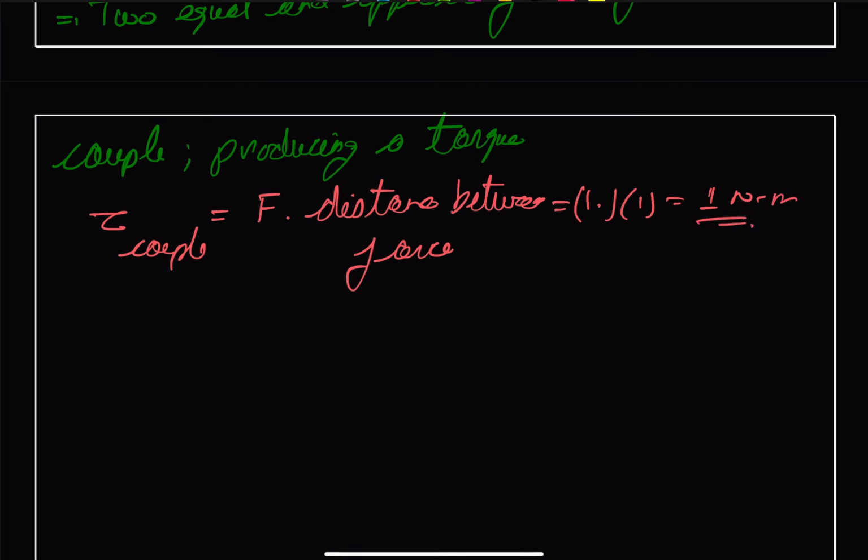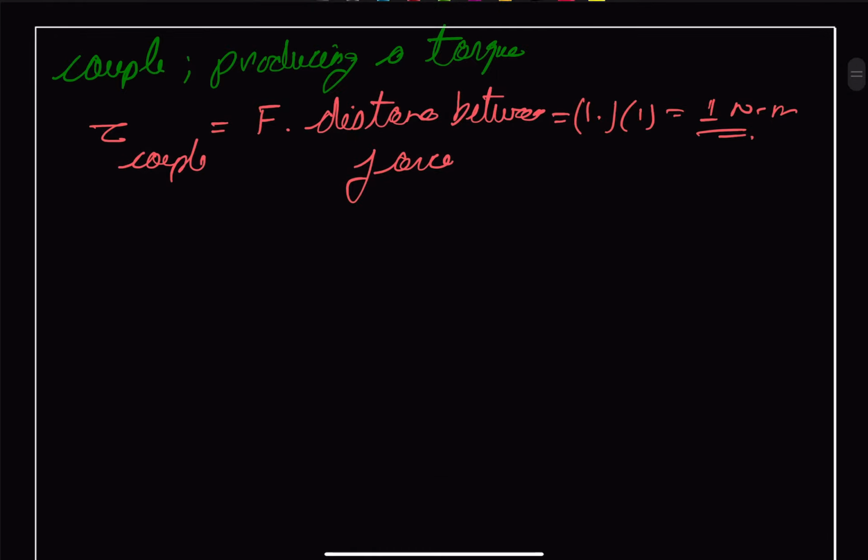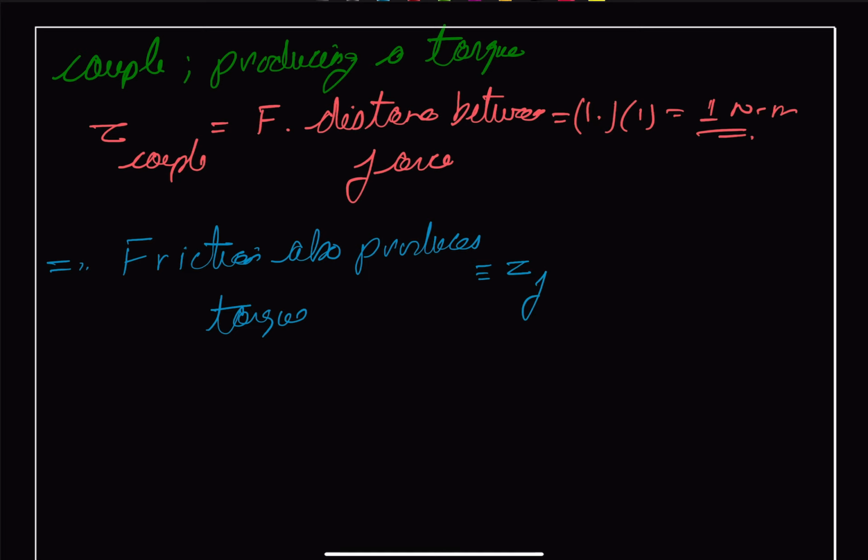And there will be friction that will also produce a torque. Let us call that tau F, which will be equal to friction multiplied by radius r. So this comes as F multiplied by 1, giving us F.